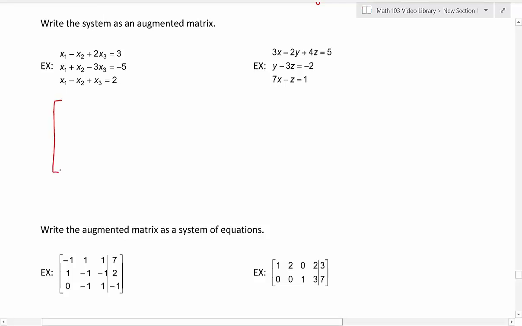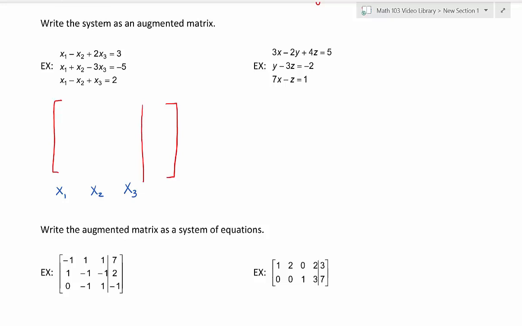My augmented matrix is going to have 3 rows to it. The first column is going to have all the coefficients for x sub 1. The second column, all the coefficients of x sub 2. The third column, all the coefficients for x sub 3. And then on the right of our vertical line, we'll have our constants.